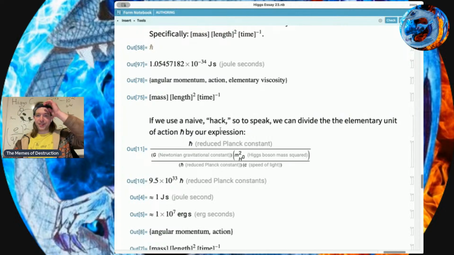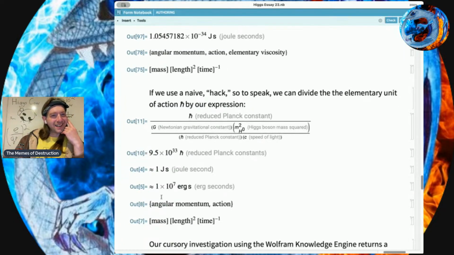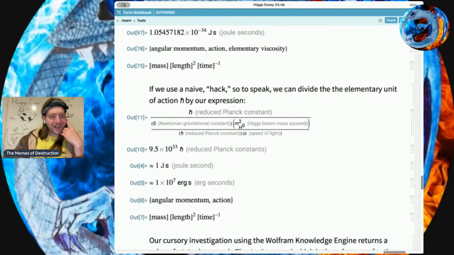If we use a naive hack, so to speak, we can divide the elementary unit of action, h, by our expression. And oh, looky, we got 1 in the value of joule seconds, approximately. I think this was the original thing that I had scaled it by. I looked at this, I'm like, oh, what if it was 1? Because I think I literally just put the units of joule seconds next to it. So I'm like, all right, this should equal 1 joule second. What would it be?